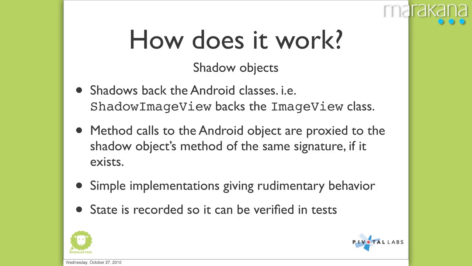So like if you call getText on a text view, the method body of the text view will have been rewritten such that it will call through to the shadow and say, shadow, do you have a method called getText? If you do, I'll return the value that you return me. And so this shadow object is delegating to this fake implementation of the Android object. So it's totally headless. There's nothing going on there. So they're very rudimentary implementations. And also, once you've changed the state of your image view, this object will hold on to that state, and so now you can make assertions against it in your tests.